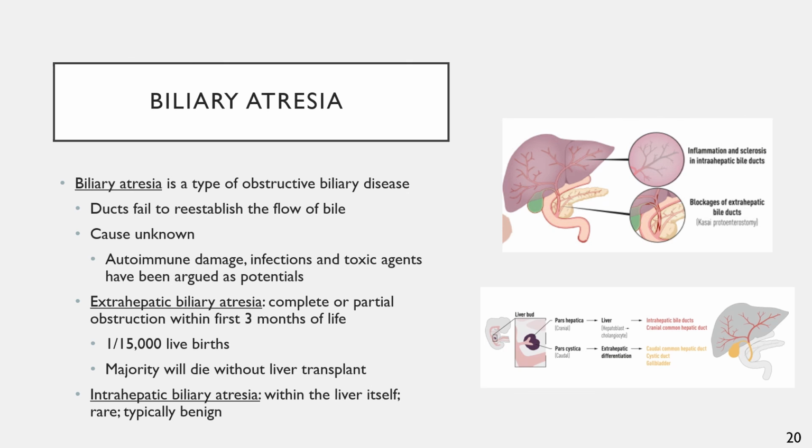Intrahepatic biliary atresia is rare, accounting for only 1 in 100,000 live births, and can be fatal but typically runs a benign course. Extrahepatic biliary atresia, the more common form, accounts for 1 in 15,000 live births and is seen as either complete or partial obstruction within the first 3 months of life. Around 15 to 20% will have open proximal ducts and correctable defects, but the vast majority will die unless they receive a liver transplant. The cause is actually unknown, but various causes such as autoimmune damage, infections, and toxic agents have all been implicated.